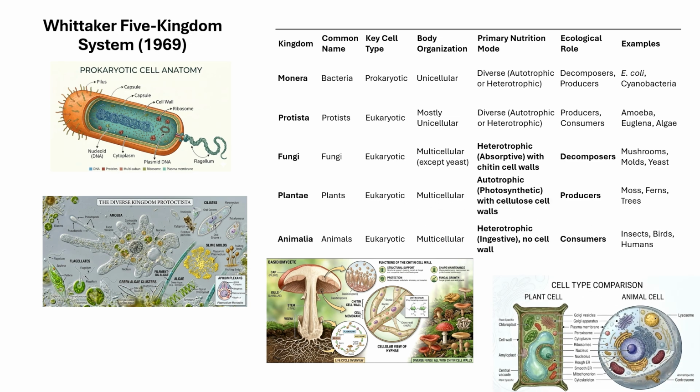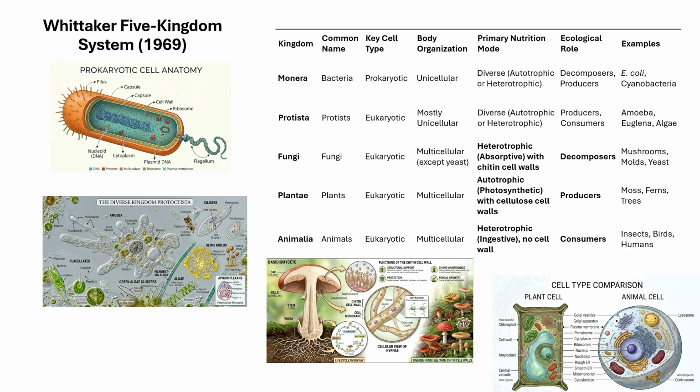And the last ones are plants and animals. Plants, as we have discussed earlier, are multicellular autotrophs that make their own food via photosynthesis. They have cell walls made of cellulose. Remember this difference. Fungi also have cell walls, but that is made of chitin, and plants have cell walls, okay, that is made of cellulose.